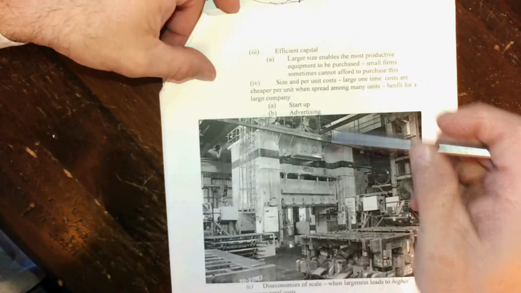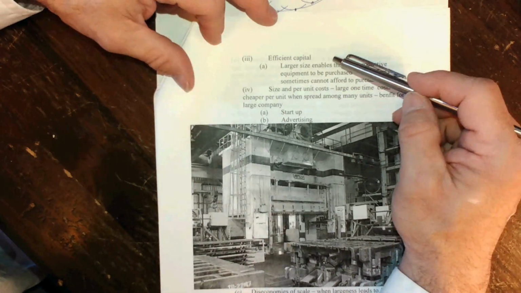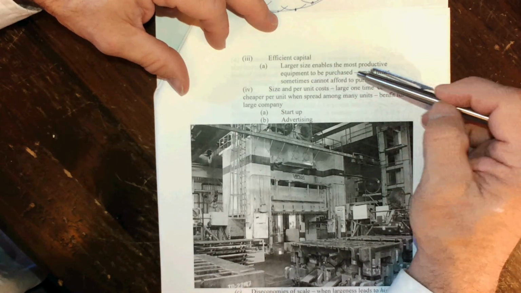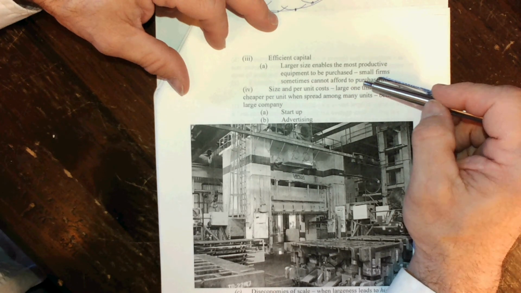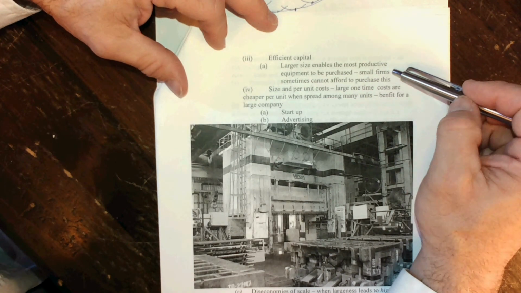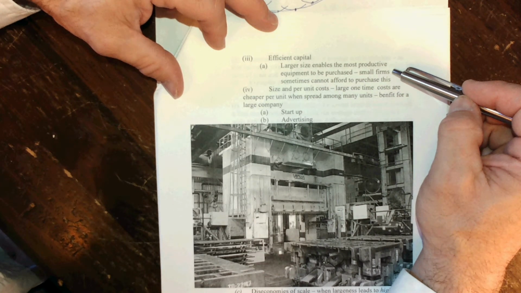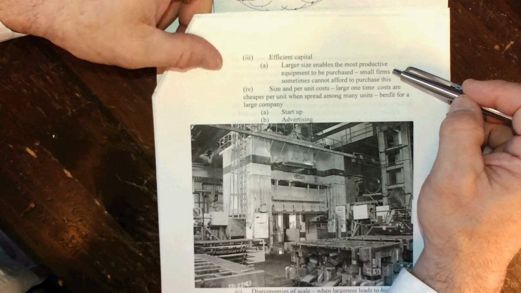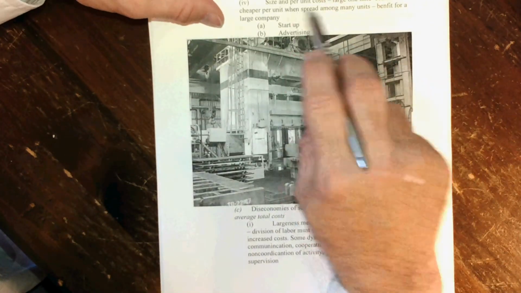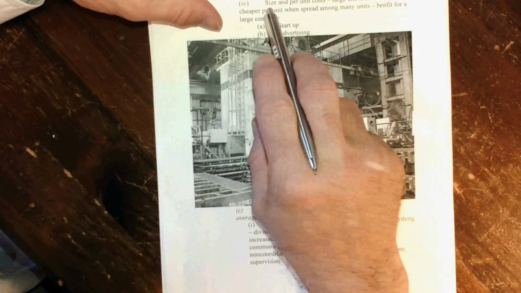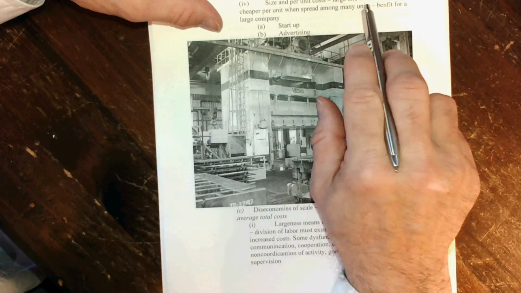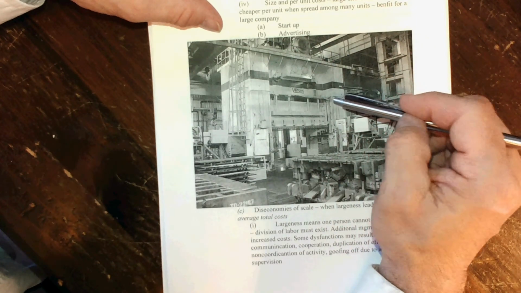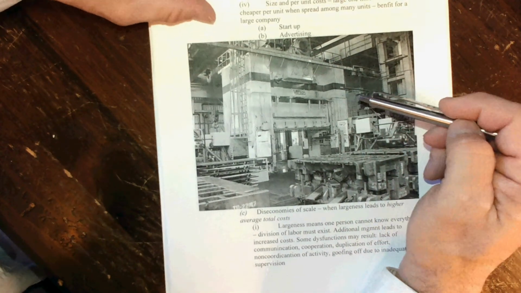The larger a factory, the more expensive equipment it can buy. It can buy more efficient capital. Larger size enables the most productive equipment to be purchased. A small firm wouldn't bother to buy a very expensive piece of production equipment if they couldn't utilize it fully, because there's no point in spending a lot of money for a piece of equipment that's going to sit idle. You would just use less efficient methods of production. And as these firms get larger, production costs will go down, because the cost of an expensive piece of equipment will be spread over so many units of output.